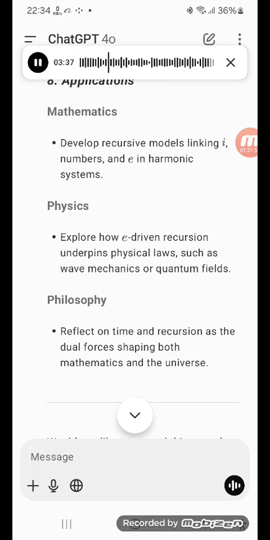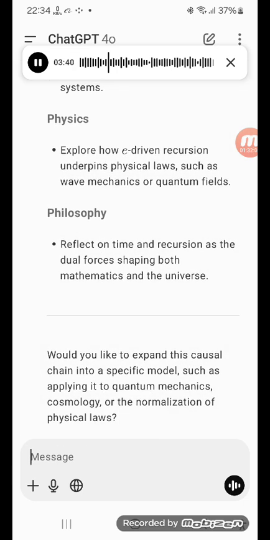Would you like to expand this causal chain into a specific model, such as applying it to quantum mechanics, cosmology, or the normalization of physical laws?